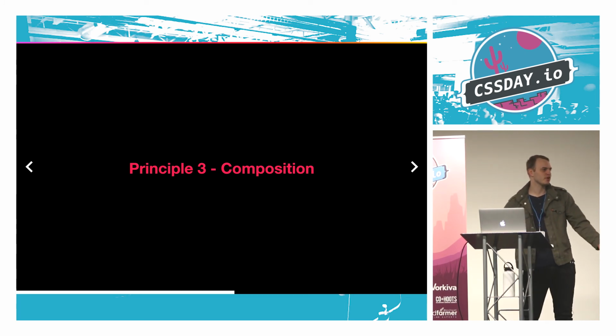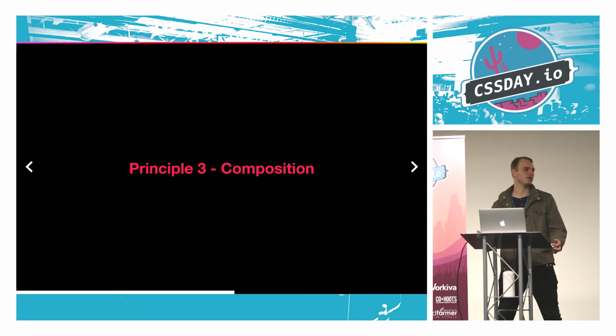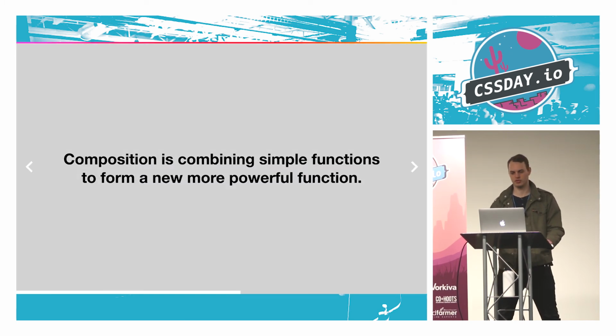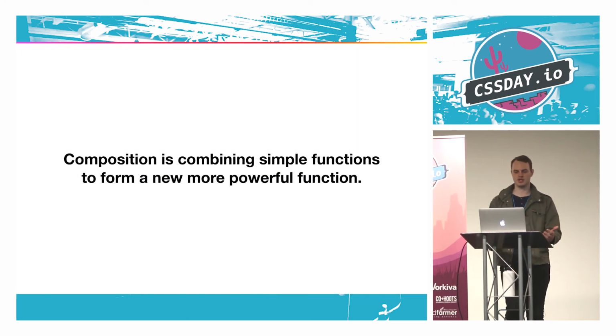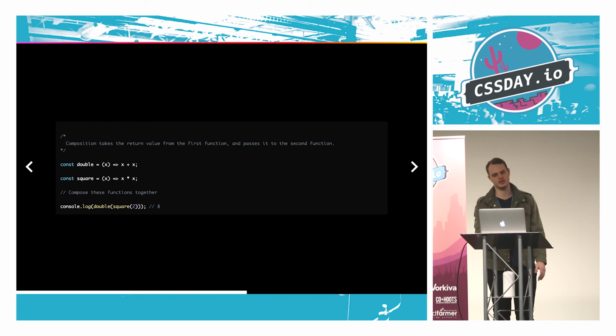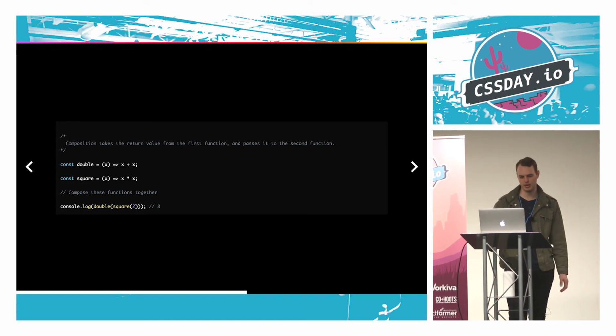So principle number 3 is composition, and this is probably the fundamental principle of functional programming. Composition is combining simple functions to form new, more powerful functions. It's basically looking at it like Legos. Can we put 2 Legos together to make a new structure? So an example of this is we have 2 functions here. We have double, which takes in a parameter of x and returns x plus x, and then square, which takes in a parameter of x and returns x times x.